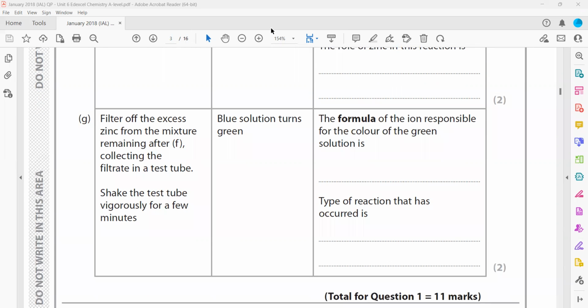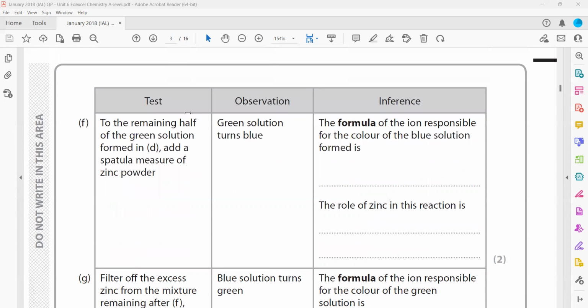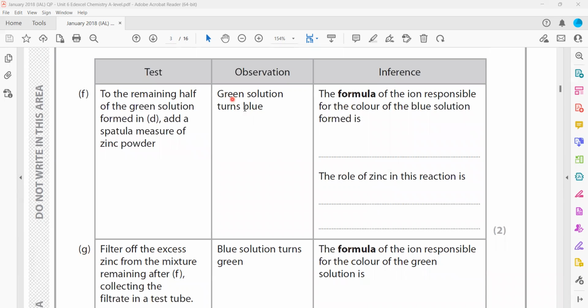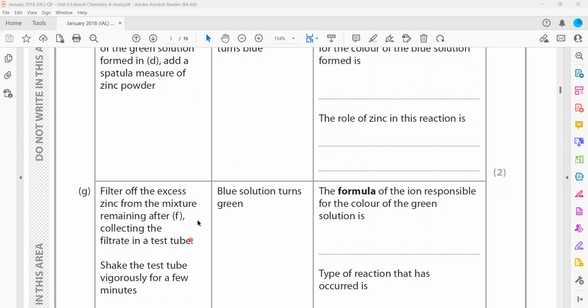So actually it was chromium 2, and now it again becomes chromium 3. The formula of the ion responsible for the color of the green solution is the chromium 3 ion. And the type of reaction which has occurred is oxidation. When zinc was added, the chromium 3 was reduced to chromium 2. And when we shake vigorously for a few minutes, the surrounding oxygen oxidizes chromium 2 to chromium 3 again.